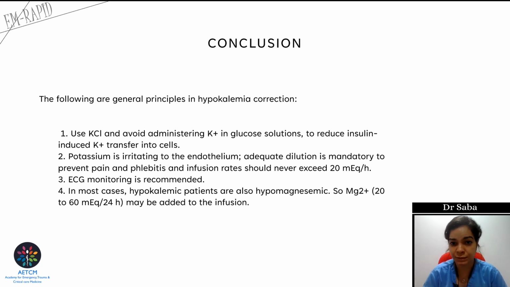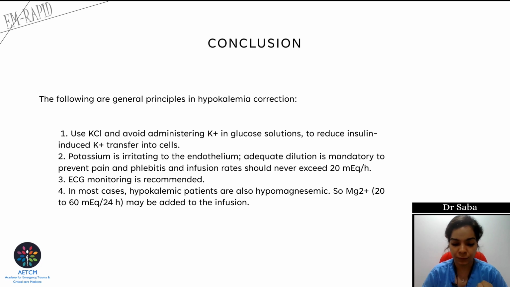Now, infusion rates should never exceed more than 20 milliequivalents per hour. And in most cases, hypokalemic patients are also hypomagnesemic, so we correct the magnesium levels in the body too if they are low, and it can be added to the infusion. So this is how we treat hypokalemia.